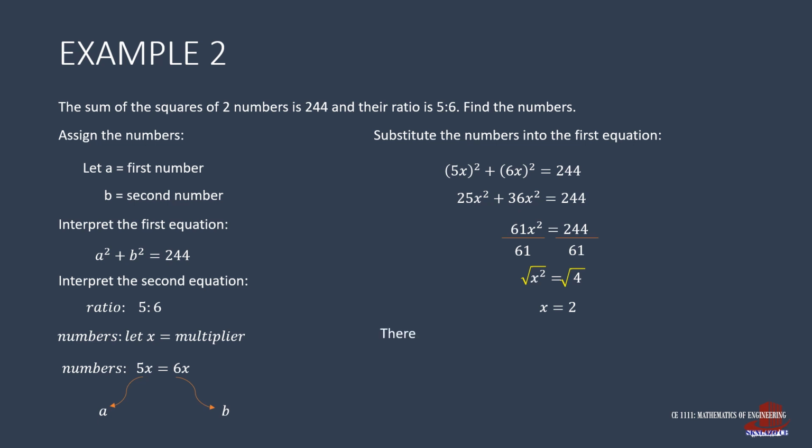Now we can identify the numbers. With A as 5x, where x is 2, we get 5 times 2. So A is 10. B is 6x, which is then computed as 6 times 2, or that is 12.